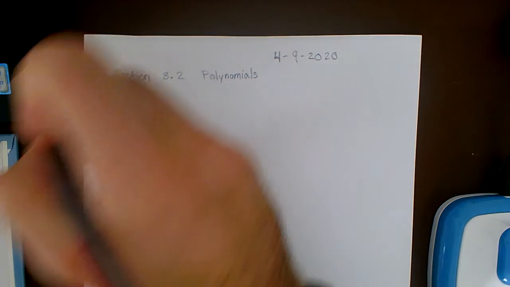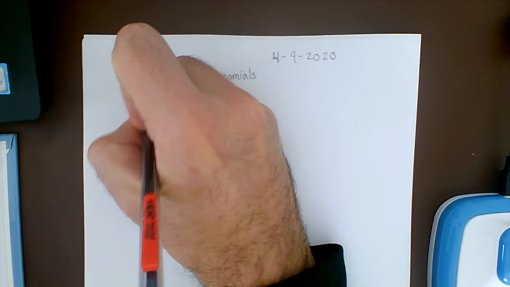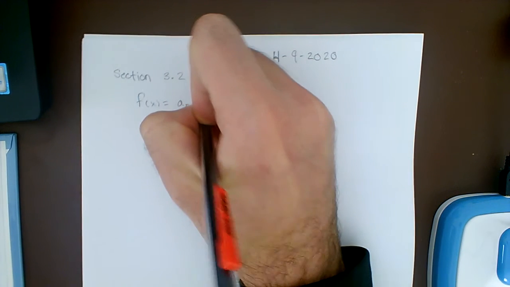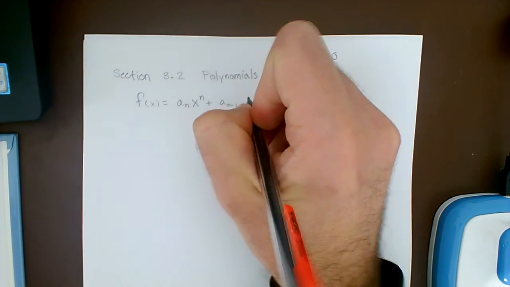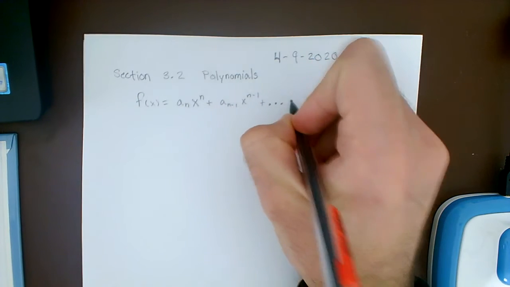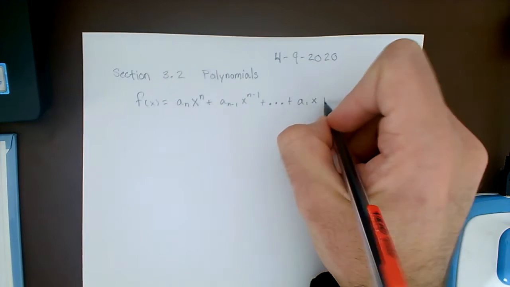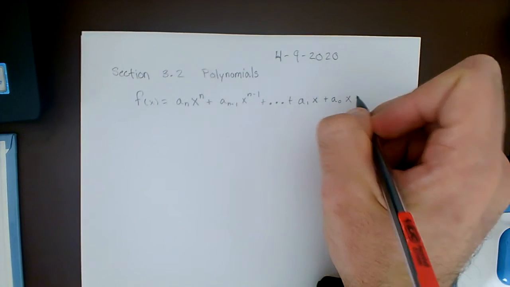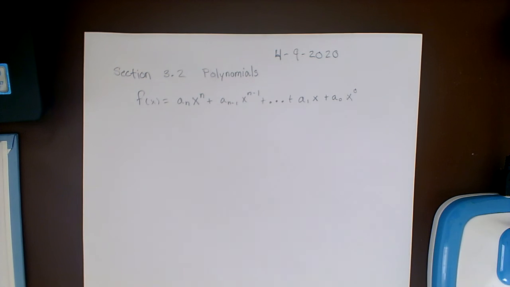But a polynomial, at least the way this book defines it, is f of x equals a n x to the n plus a n minus 1 x to the n minus 1 plus ... plus a1x plus a0. Right, and this is really x to the 0, but any number to the 0 power is 1.